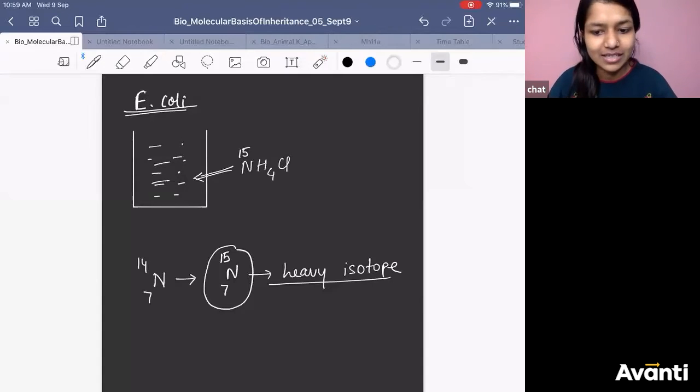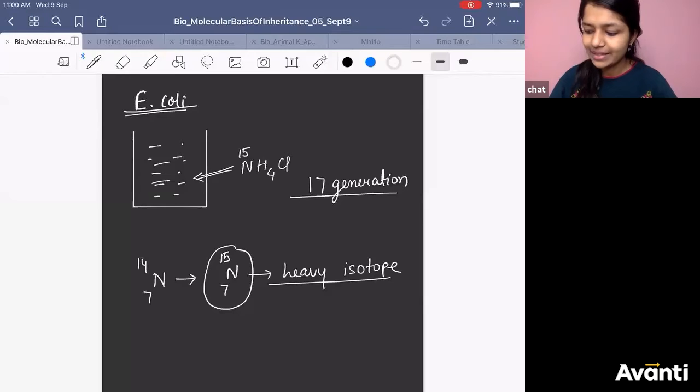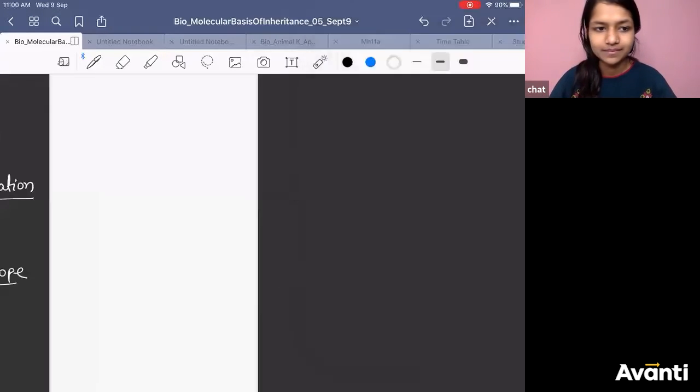बहुत सारे generation के लिए grow कराया. On an average, how many generations? Around 17 generations. They kept growing it. As a result, what did they get?